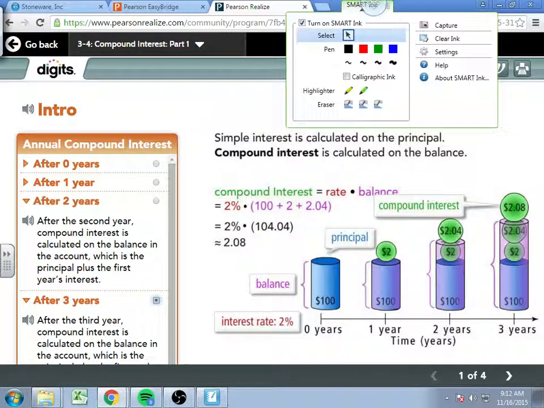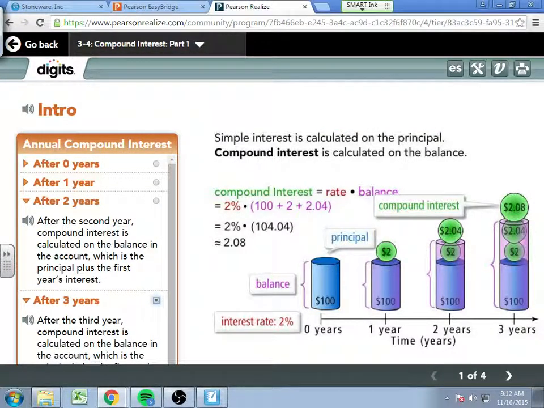Oriana? Why is it 2.04? That's a good question. When you calculate the 2% of $102, so now we treat our principal like it was the 102. Notice how now our principal turns into, well, not really our principal, but our balance right here, it's the sum of everything that's in the account. So whereas last week we did just interest on what we started with, now we do interest based off everything we have. Does that make sense?